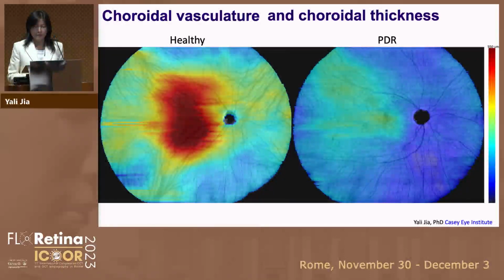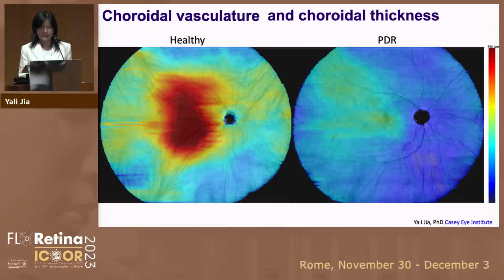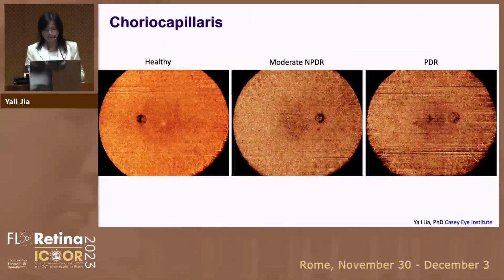Healthy and PDR, you could check the vasculature difference. You also can check the thickness difference. Apparently, in this one pair case, the case is age matched. It's an axial length match. Basically, the difference is mainly due to the choroidal thickness change. And also, choroid capillaries might be a very interesting layer to check.